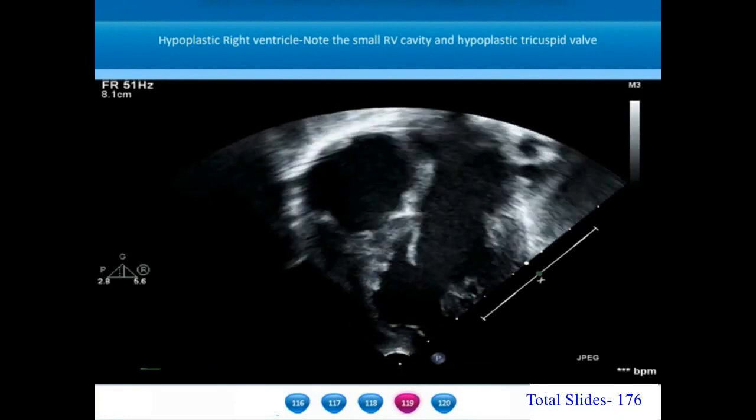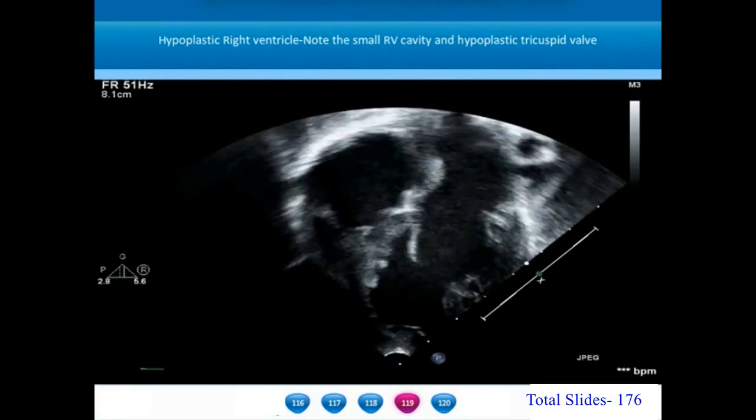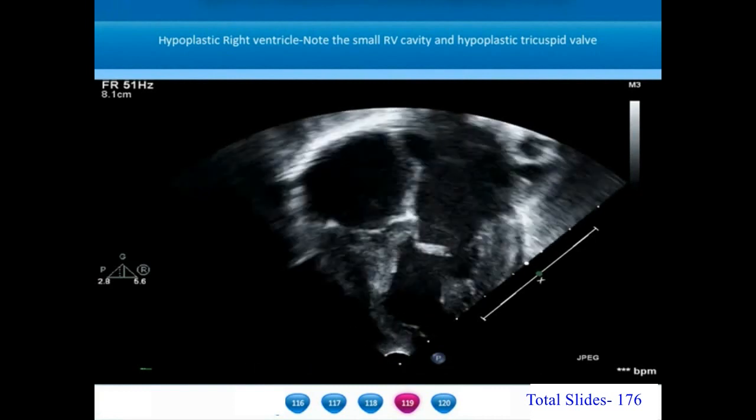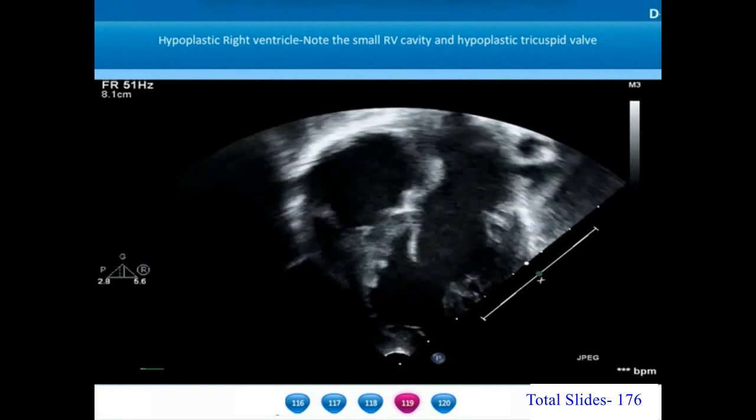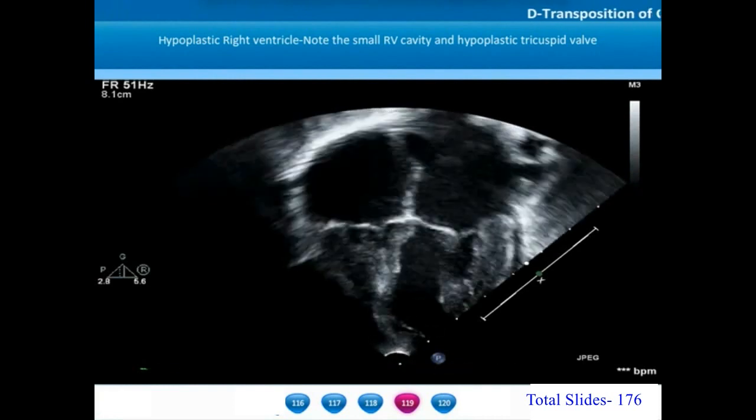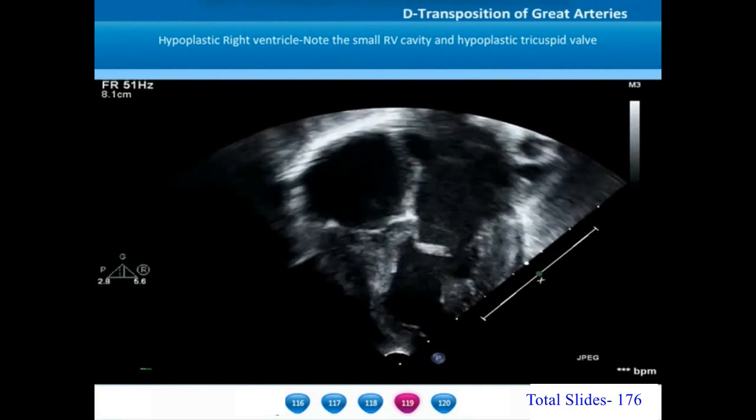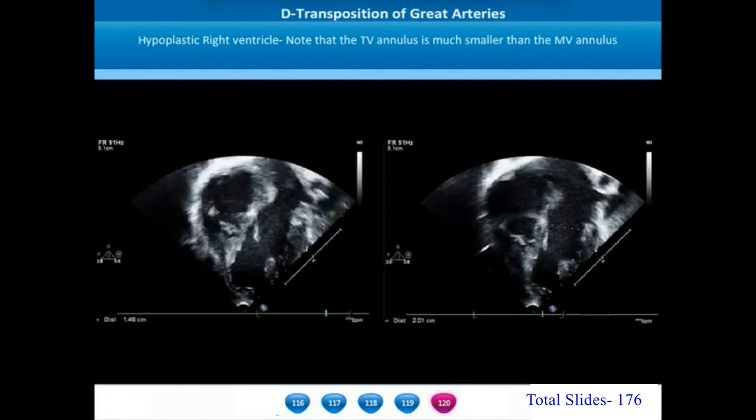In rare instances, the true right ventricular cavity may be very hypoplastic. There is an associated tricuspid valve hypoplasia also. When we compare the tricuspid valve annulus to the mitral valve annulus, there is a significant hypoplasia of the tricuspid valve associated with hypoplasia of the right ventricle.